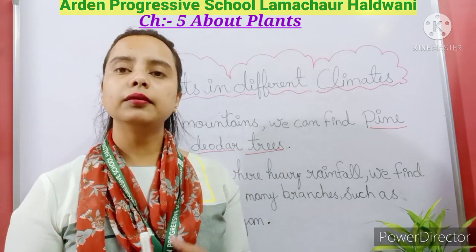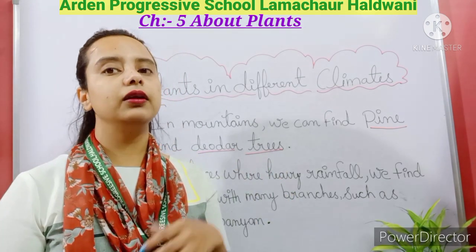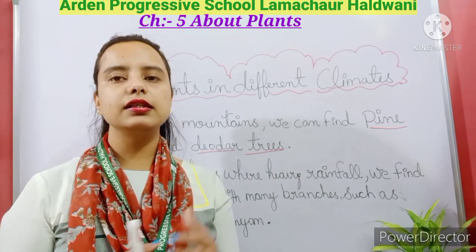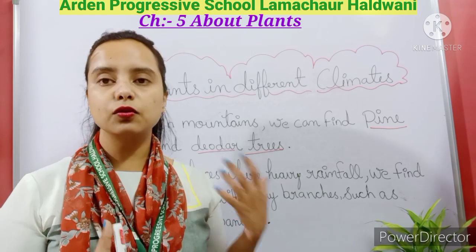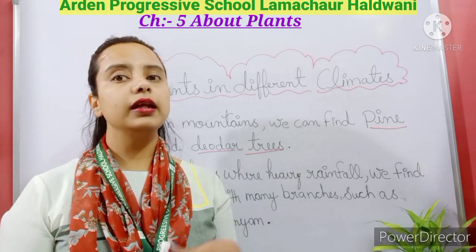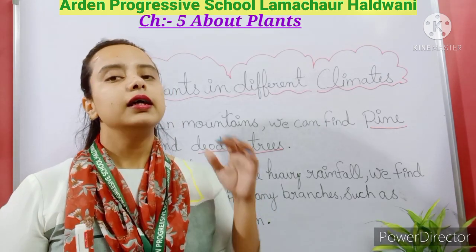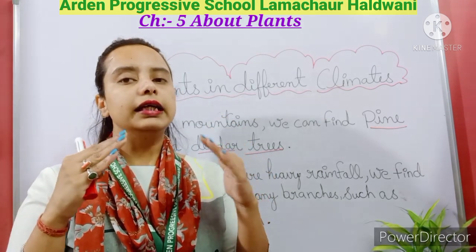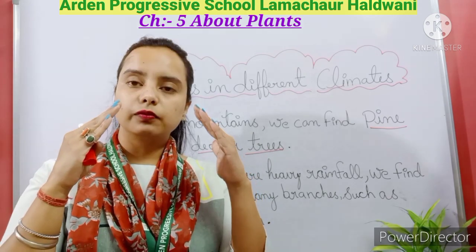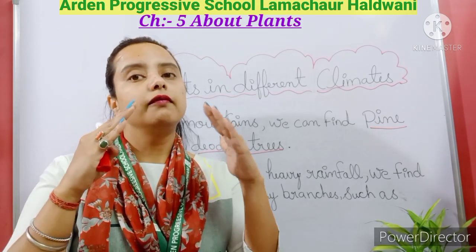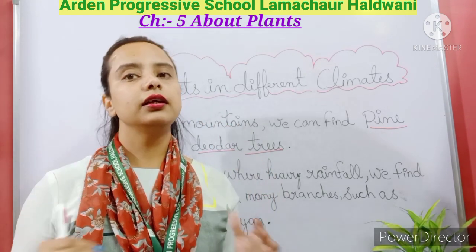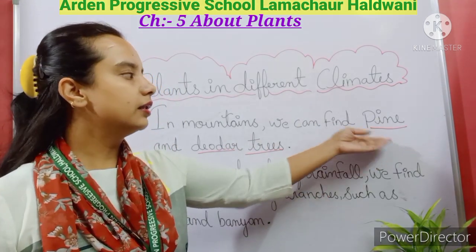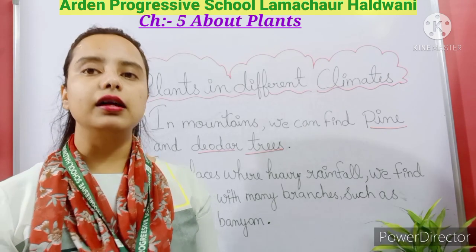Okay, why? Because in the mountains or hilly areas, mostly in the winter season, snowfall takes place. So when the snowfall takes place, their conical shape helps the snow to fall off from them, from top to bottom. So that is the reason these types of plants we can see in those areas.